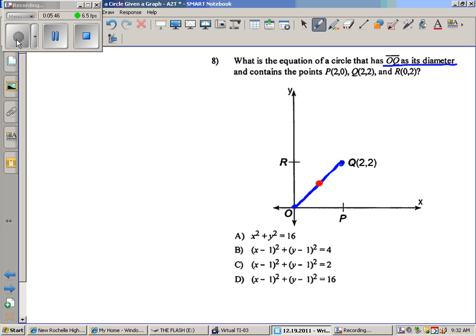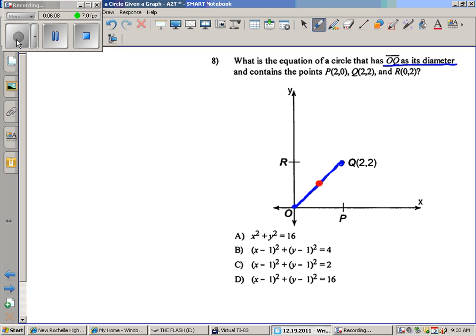Yeah, it'd be 1, 1. Think about it. Look at it, right? That's the diameter, right? We're not even thinking about that yet. There's the diameter, right? The diameter cuts directly through the center. You need to find the center of that line segment.